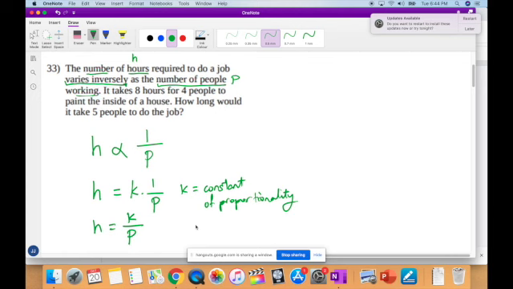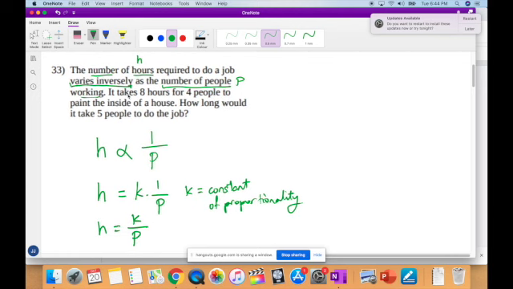Right. So now they gave us information. They say it takes 8 hours for 4 people to paint the side of the house. So I have this equation here. H is equal to K over P. I don't know what K is. K is a constant. So K is not a variable. K is not going to change, like how X does change and how Y does change. K is never going to change. K is a constant. So we have to find out what the constant is.